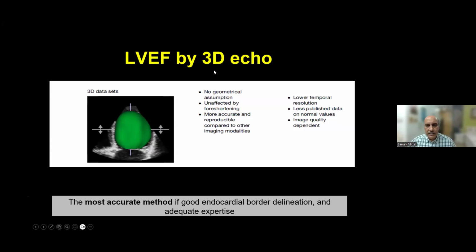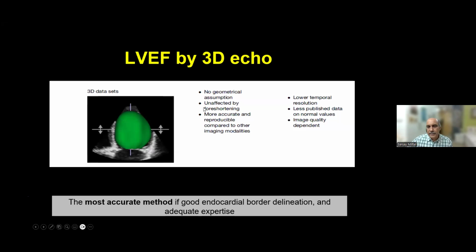Three-dimensional echo correlates best with MRI, which is the gold standard for ejection fractions and volumes. However, not all of us are tuned to do ejection fraction calculation by 3D echoes. It's important to calculate the ejection fraction. Why? Because today, as I was mentioning, heart failure is distinguished into heart failure with reduced ejection fraction, heart failure with normal or preserved ejection fraction, and heart failure with mid-range ejection fraction.